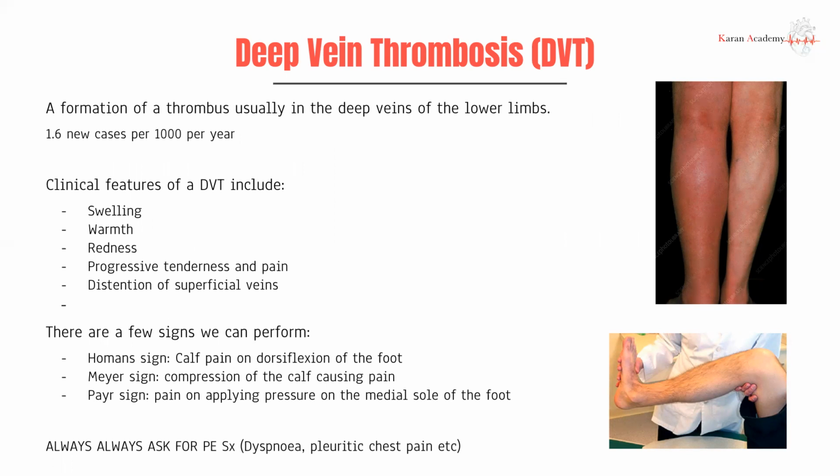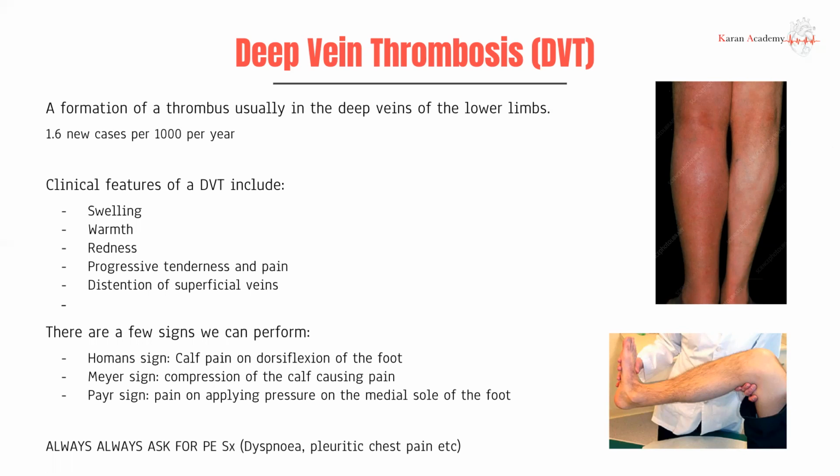So what are the clinical features? Swelling, because if you have a clot, let's say you have a clot somewhere here, you're going to obstruct venous flow, which is going to cause swelling. Also going to cause warmth and redness because of, again, the blood just being pulled in. You can have tenderness and pain that's progressively worsening, and that can partly go hand in hand with ischemia as well. And then you can have distension of the superficial veins.